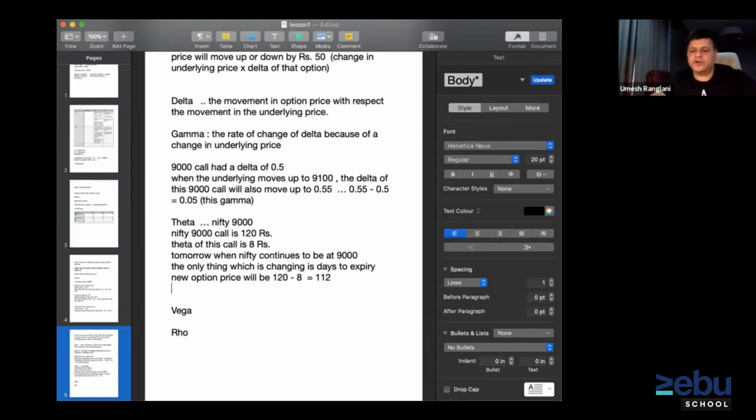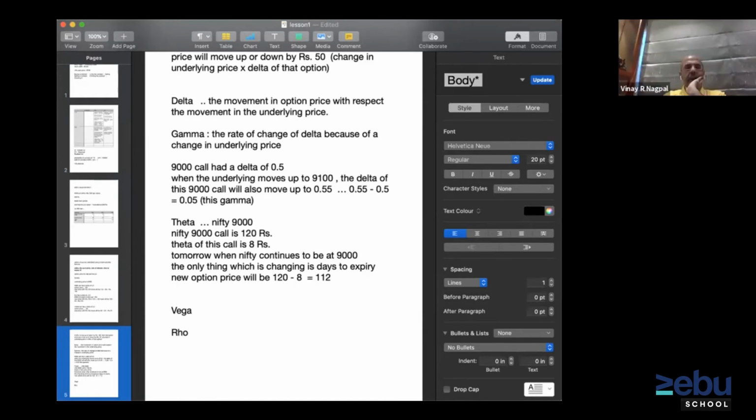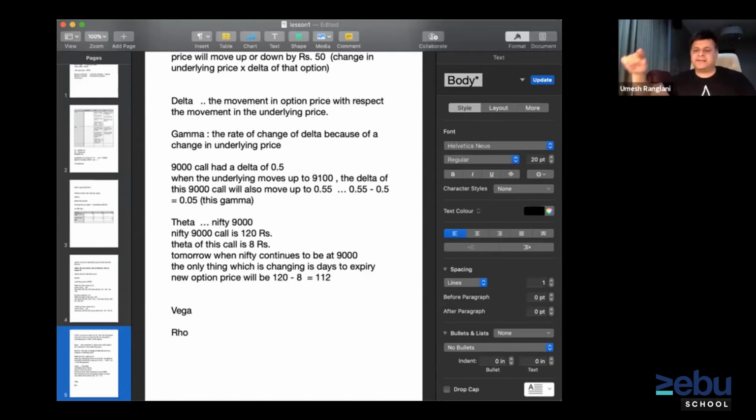In short, when you're shorting options, you earn theta. When you're buying options, you actually pay this theta because you have bought something and it is surely going to drop in value tomorrow. Surely means guaranteed, provided all other components remain the same. Spot remains the same, IV remains the same, all things remain equal. Because of theta, the option prices drop every single day.